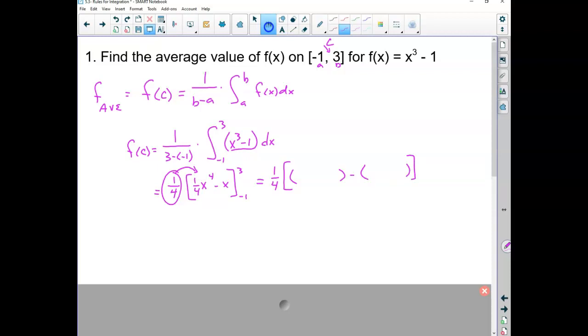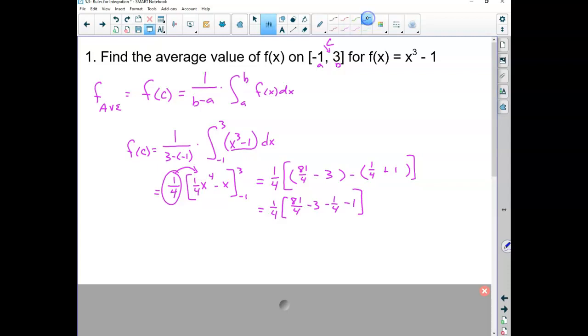Well, when I take 3 and I put it in there, 3 to the 4th power over 4, it's really 81 over 4, right? Because 3 to the 4th power is 81. That really gives me 81/4 minus 3. And then I plug my -1 in there. Well, -1 to the 4th is positive, so that gives me 1/4. And then minus -1 is +1. And we want to be sensible the way we do this, ladies and gentlemen, so I'm not going to distribute this 1/4 yet. I'm going to say we're really looking at 81/4 minus 3 minus 1/4 minus 1.